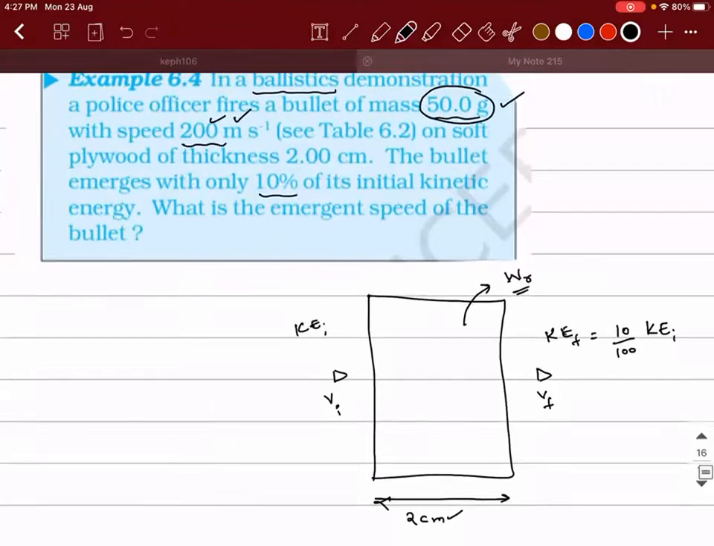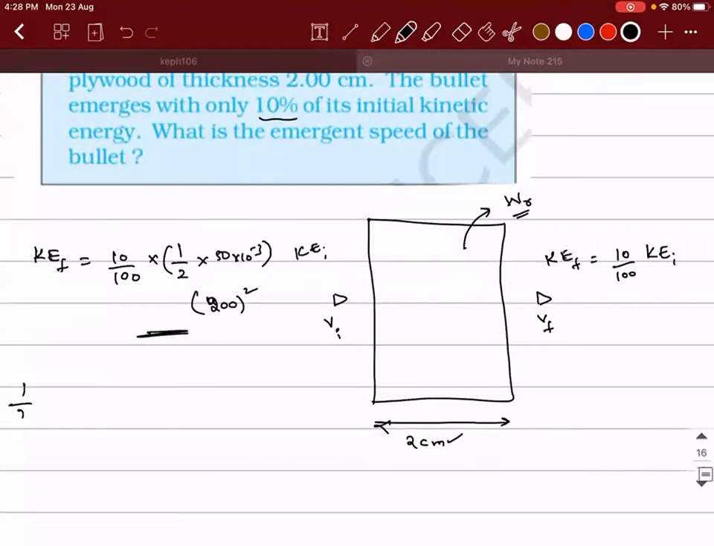So it's actually a simple problem only. I just wanted to understand how good your thinking is. So it is 10 divided by 100 into the initial kinetic energy. Half into m is 50 into 10 power minus 3 into v square, that is 200 the whole square, right? Once you get this, will you be able to calculate the final velocity? Half into 50 into 10 power minus 3 is equal to 1 by 10 into half into 50 into 10 power minus 3 into 200 square. Cancel, cancel.